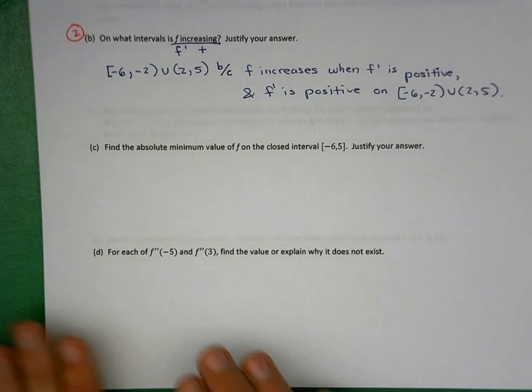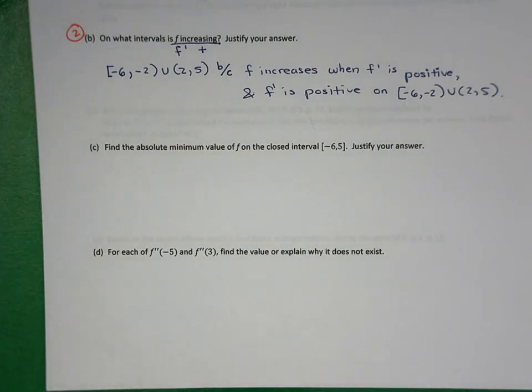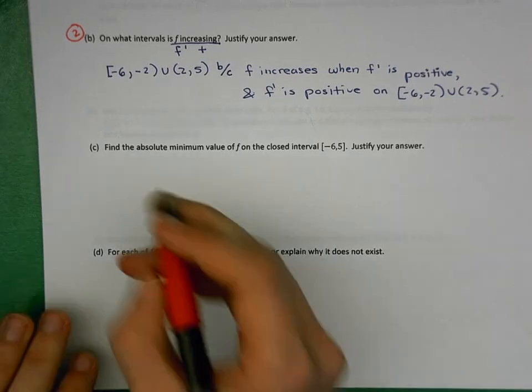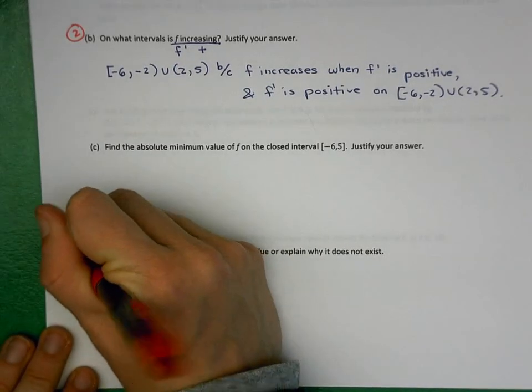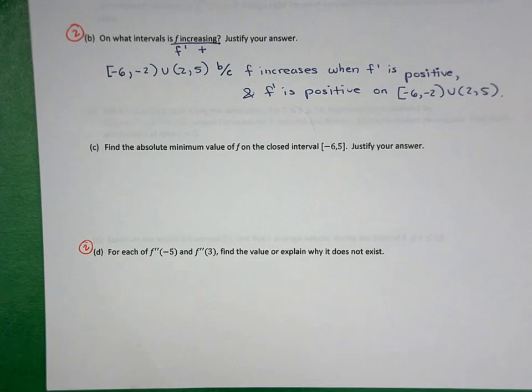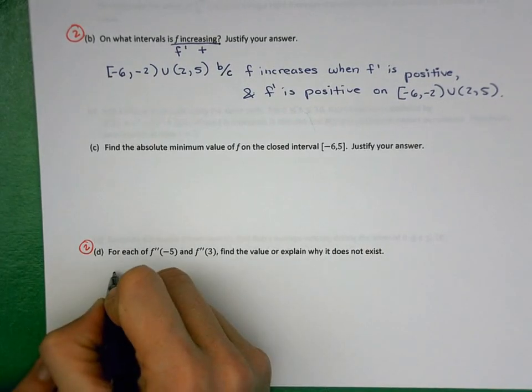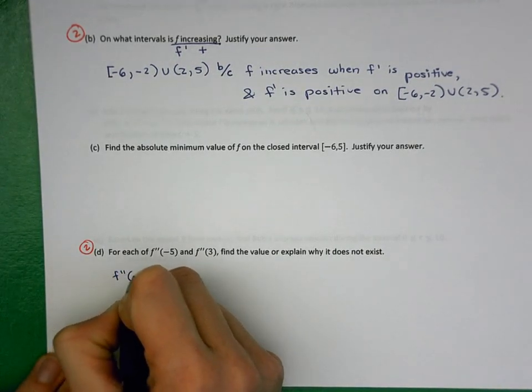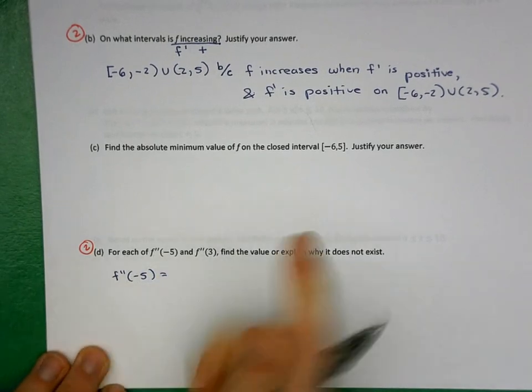D says for each of f double prime of -5 and f double prime of 3, find the value or explain why it does not exist. And this one was worth 2 points, 1 for each. So 1 for f double prime of -5, 1 for f double prime of 3. Okay, so f double prime of -5 first.